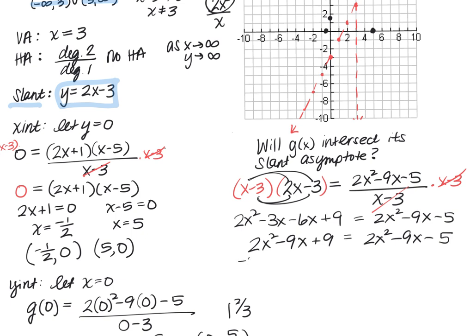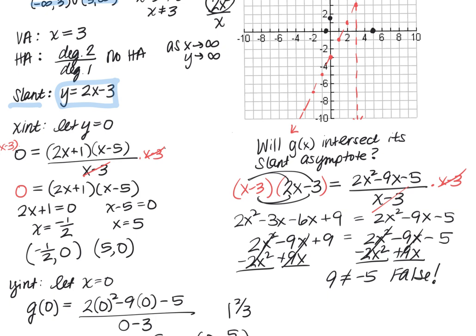Notice that if you were to subtract the 2x squared from both sides, the x squared term would subtract out. And if you were to add the 9x to both sides, the x term would also subtract out. So what you're left with is 9 equals -5, which is certainly a false statement. And that tells us, because we got a statement that's not true, that our answer to the question, will g of x intersect its slant asymptote, is a big no. No, it will not, because we did not get a value of x that showed us where the graph would have intersected its asymptote. So we got a false statement, so my answer is no, it's not going to intersect its slant asymptote.